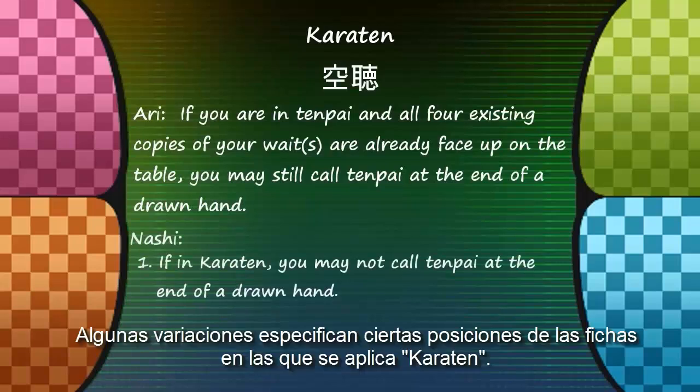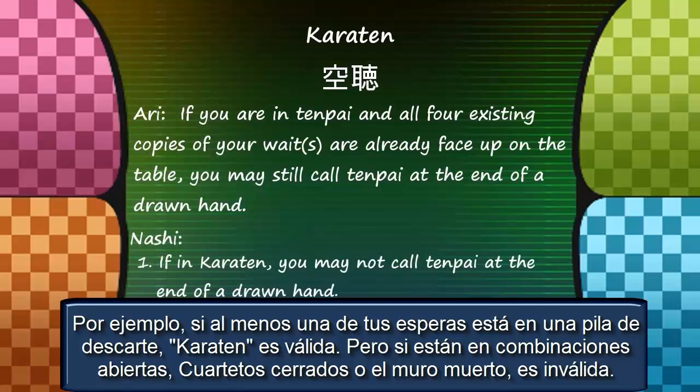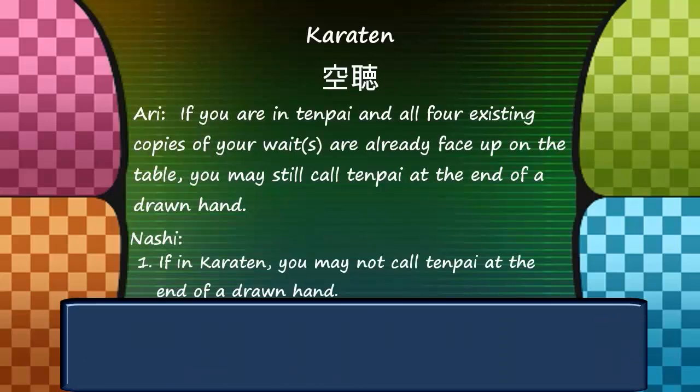Some variations may specify locations of tiles for where karaten is valid or not individually. For example, if at least one of your weights are in a discard pile, your karaten is valid. But if they are all in open melds, closed quads, or the dead wall, your karaten is invalid. This is actually the variation I recommend.